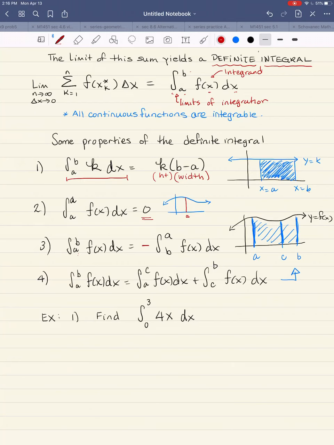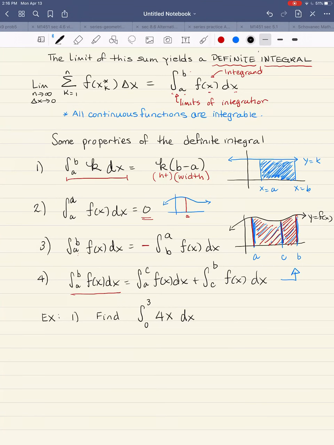And then we've got a partitioning property that if you want to integrate from x is a to x is b, and you have some intermediate point c, then you can find the integral from a to c, which is the area from a to c, add it to the area from c to b, and you'll get the same area as if you went just straight from a to b.